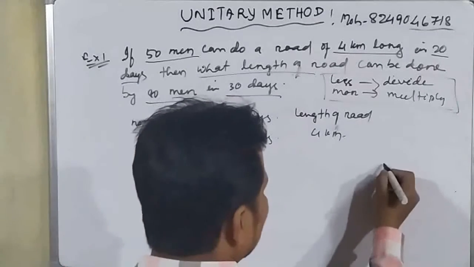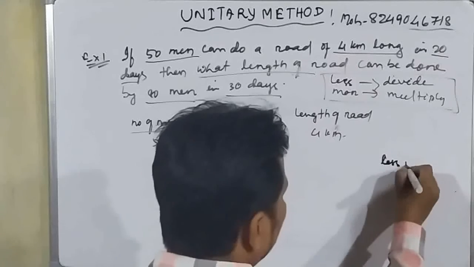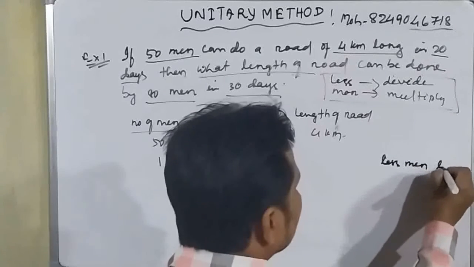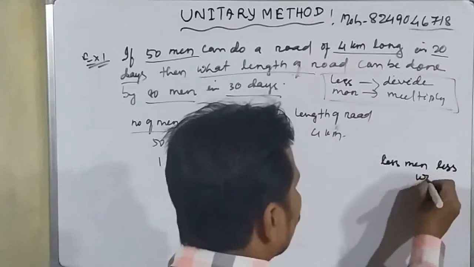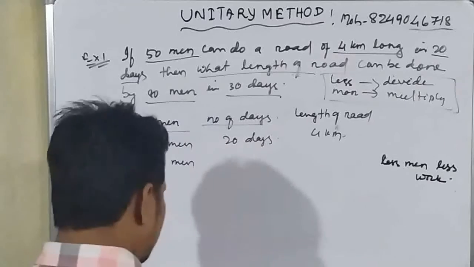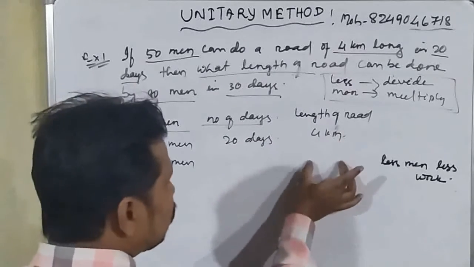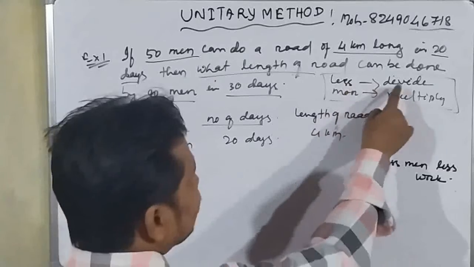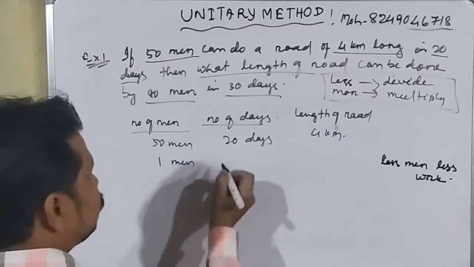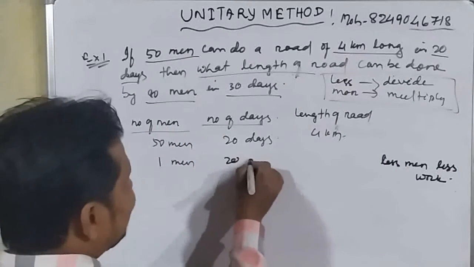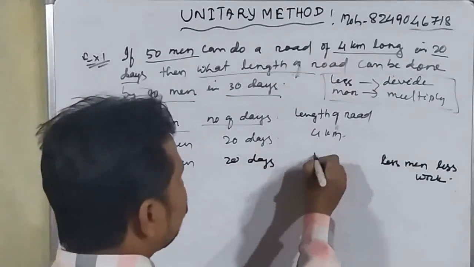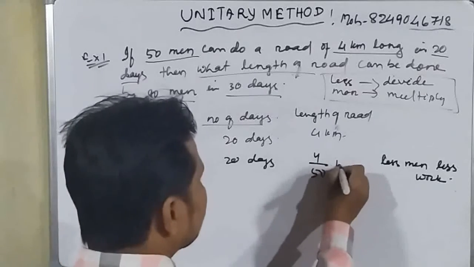So here we have to find for fewer men. Less men, less work. So the length of the road will decrease, and for getting less, we have to do division. So one man, 20 days, how many kilometers? 4 by 50 kilometers.